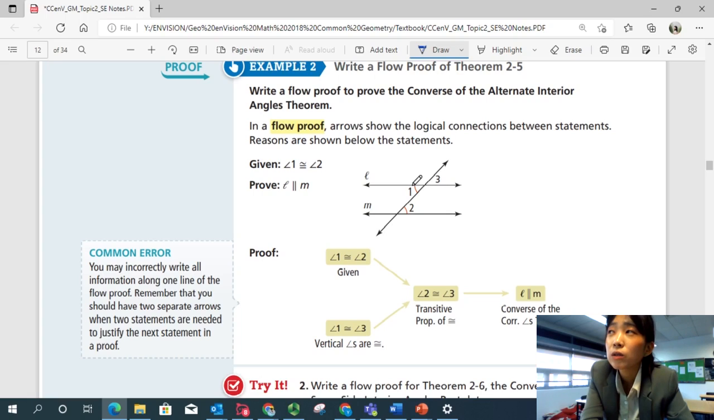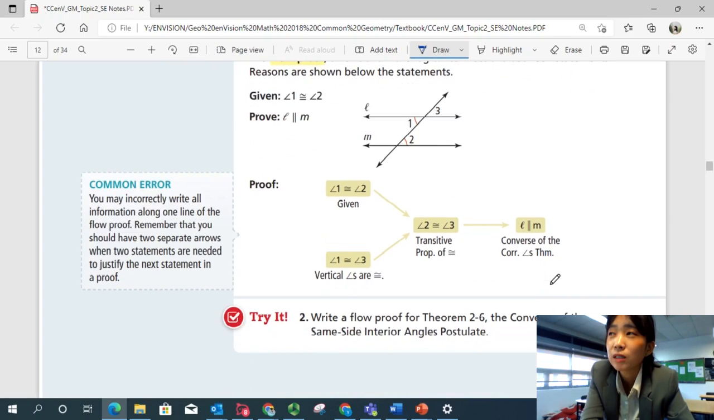And we know angles 1 and 3 must be congruent as well because vertical angles are congruent. So these two together can make a statement that angles 2 and 3 should be congruent by the transitive property of congruence. And we can say that lines L and M must be parallel by the converse of the corresponding angles theorem. Okay, that's a flow proof. Let's look at try number 2.